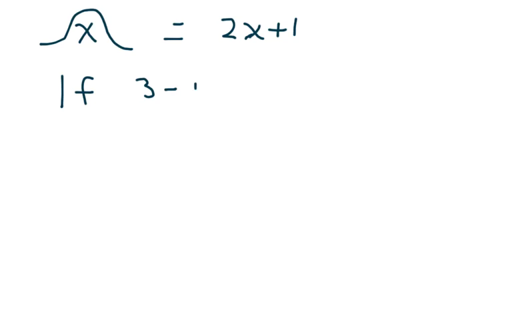We'll do one more. Let's let this symbol be defined for all real values. When they say all real values, they're talking about all real numbers. That means we can have fractions and everything in here. So we're going to let this be defined as 2x plus 1. So if 3 minus this equals x, then x equals what?